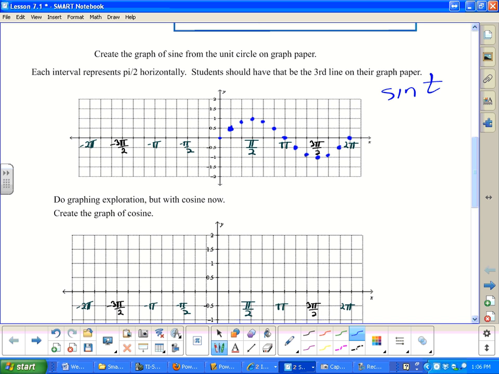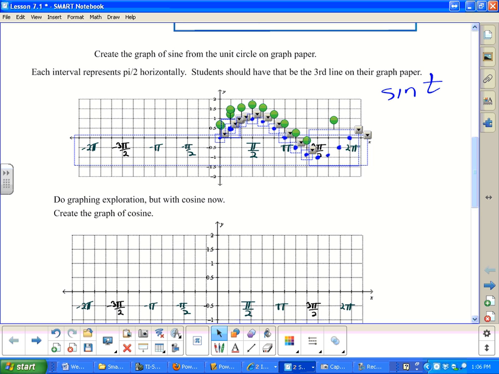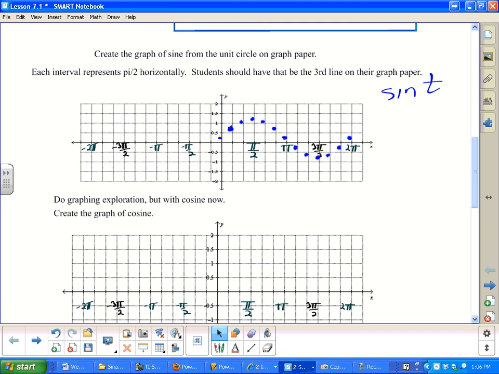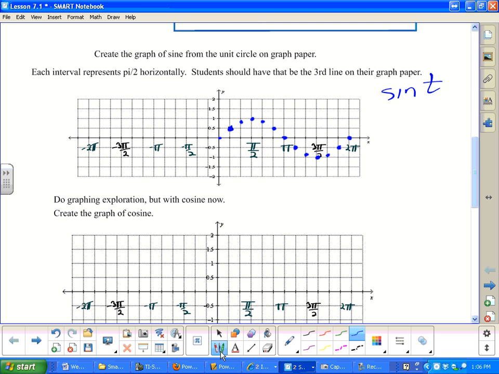So basically what's happening is we're going to take that thing right there. See if I can do it. I can't. I'm not going to be able to do it. So basically what we're going to do is take this whole thing and move it over here. You want it there too. And then connect your dots. And there's the graph of sine.